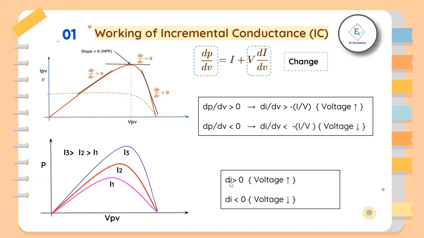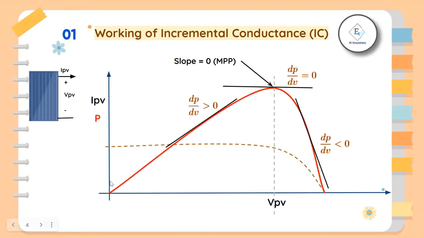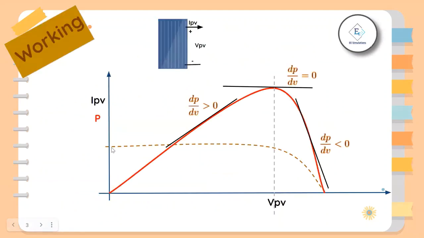The other case is when our current is increasing. How will current increase? When irradiance increases, because as I discussed previously, this is the IV characteristic of the PV panel. So if irradiance increases, the current will increase. Irradiance is a strong function of current.